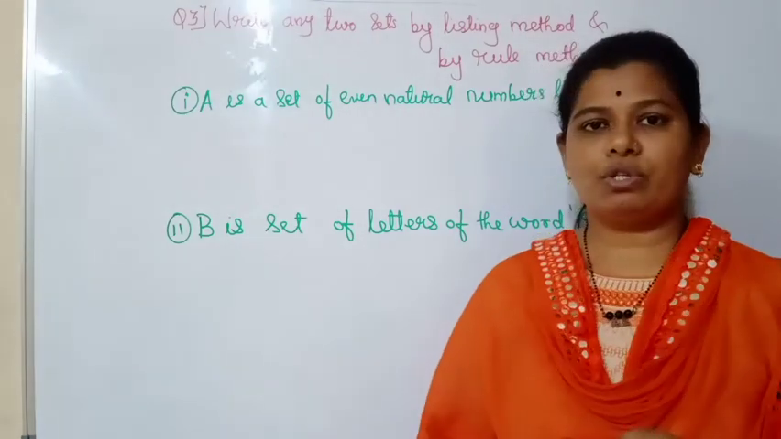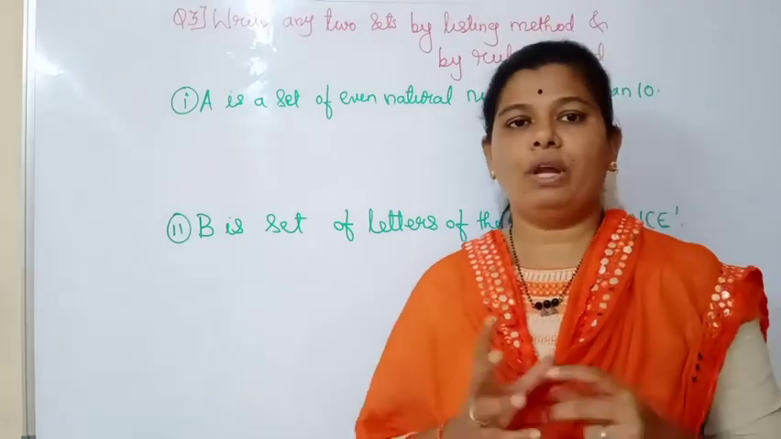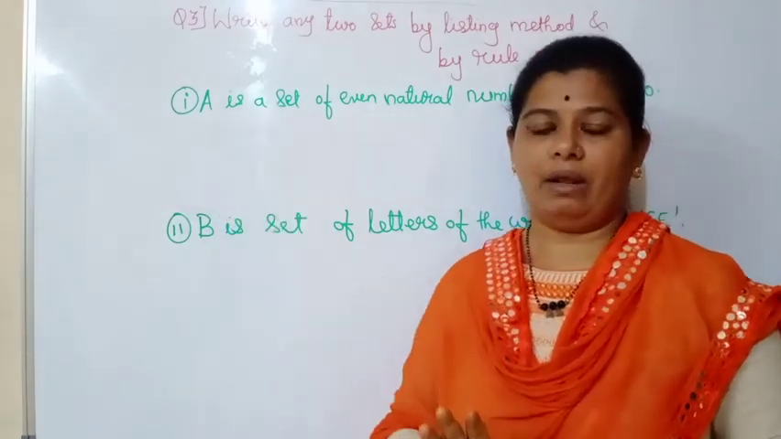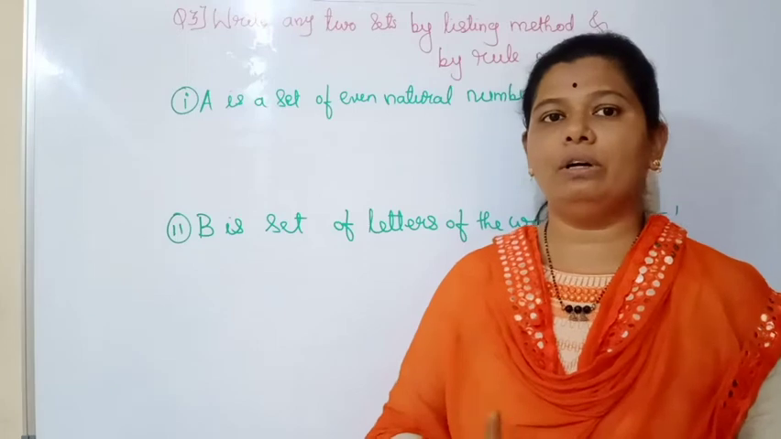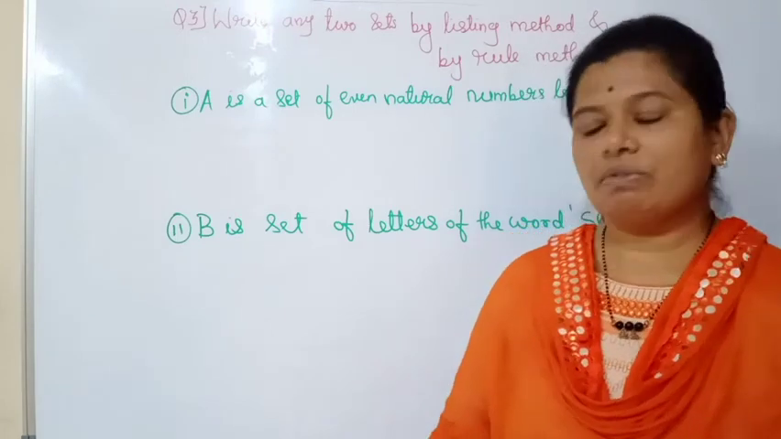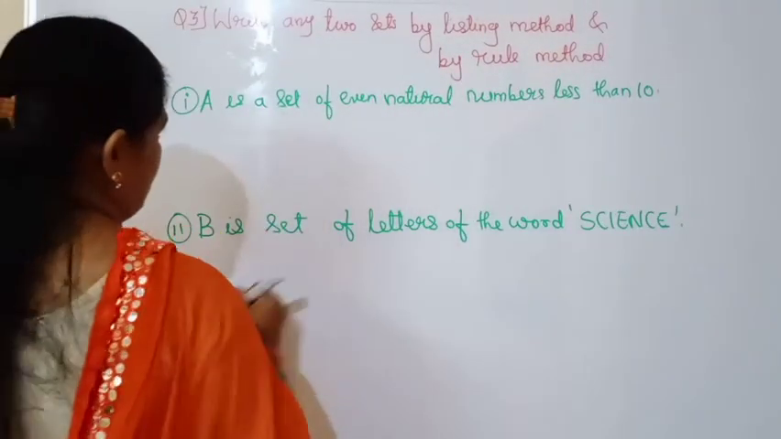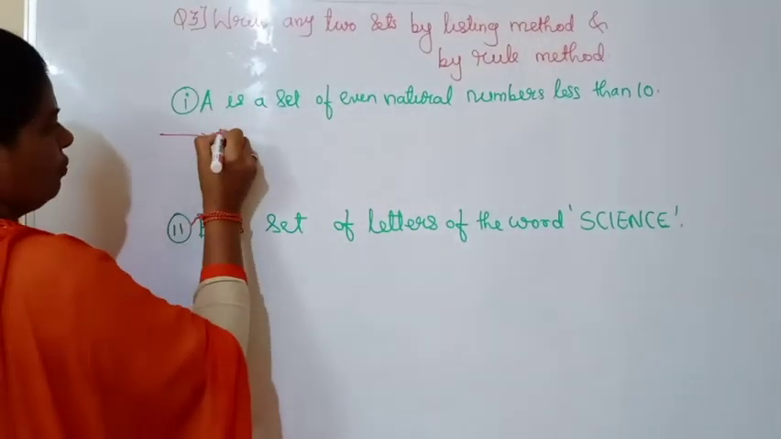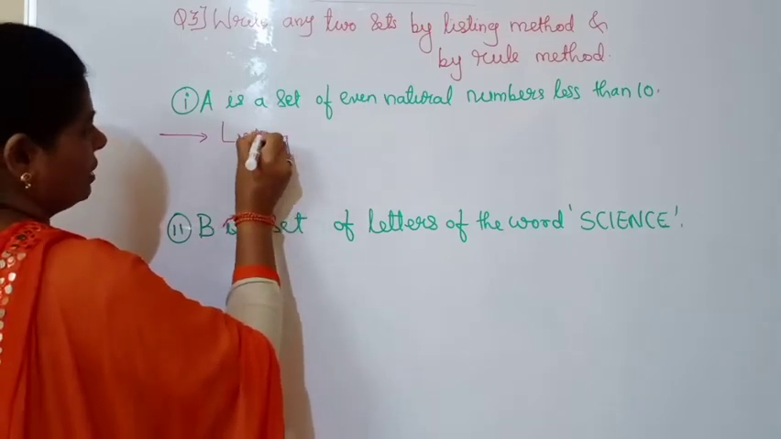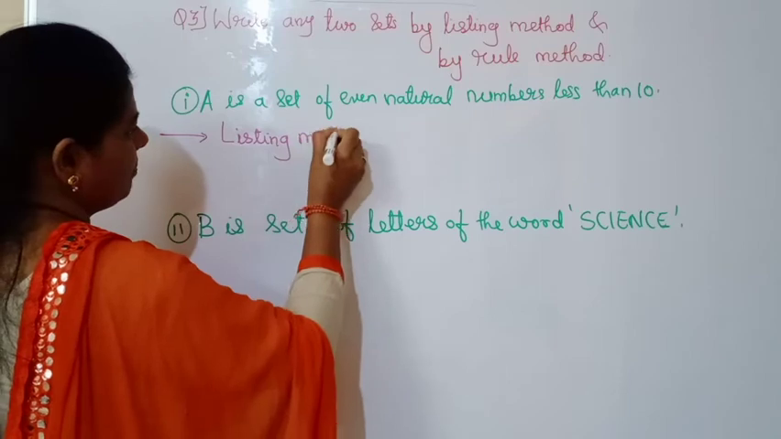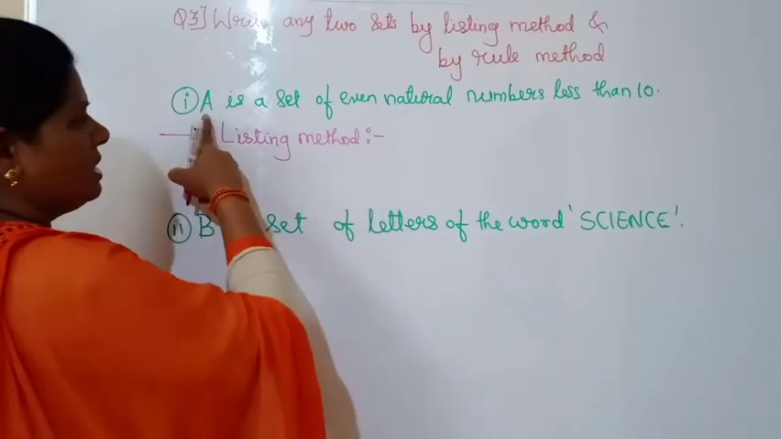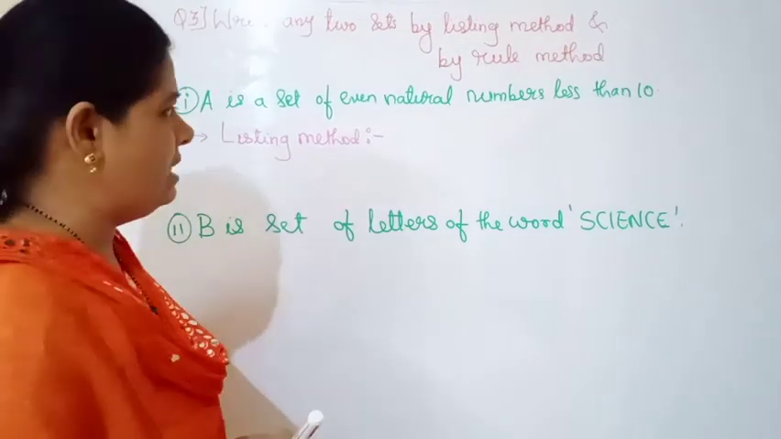Now see the first question, that is A is a set of even numbers. What is the name of the set first of all? That is set A. We have to write this set A in the two methods, that is listing method and the rule method. Now first we will write the set in the listing method. As all of you know, in the listing method we have to write it in the form of a list. So listing method. Now what is the name of the set? The name of the set is A.